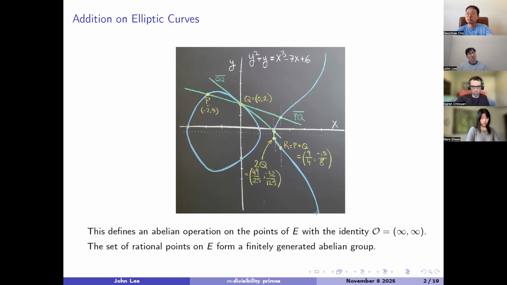In this case, this operation gives abelian group operations on not only the real points of the elliptic curves, but also on the rational points. So if you pick P and Q to have rational coordinates, the third point that you generate out of P and Q is also rational.